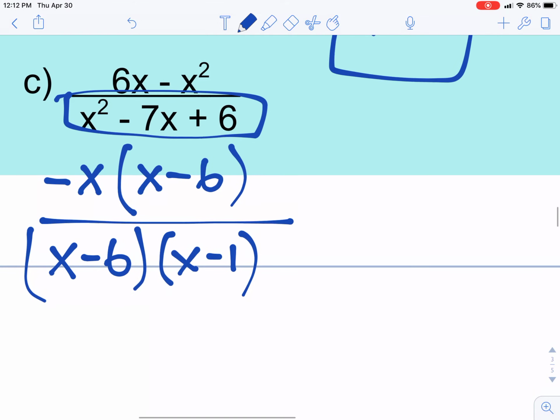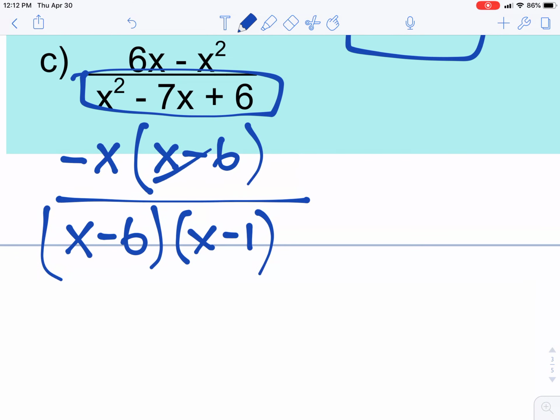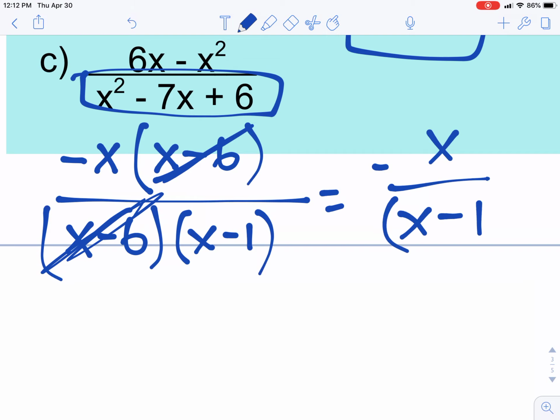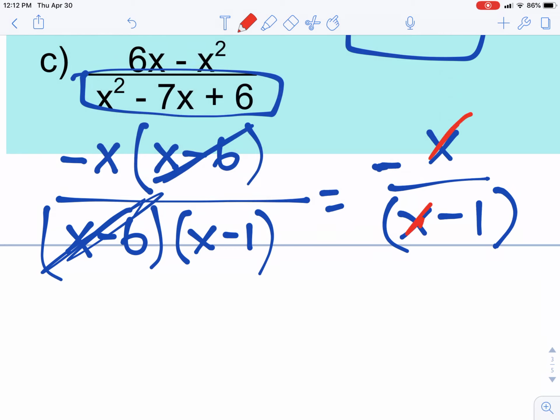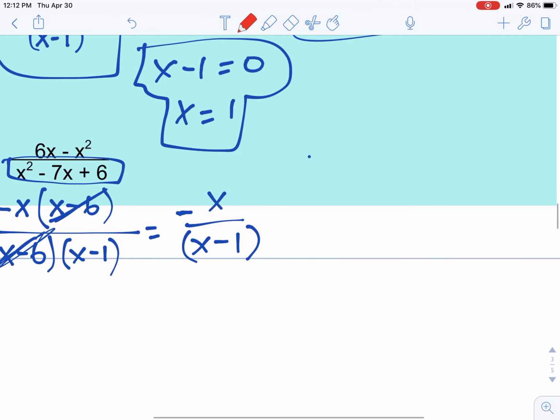All factored out. Step number 2 says cancel out common factors. We're canceling out the x minus 6's. Negative x over x minus 1. Again, I'm going to keep the parentheses around that x minus 1 to break us of that habit of saying let's cancel out those x's. We can't do that. Okay? It's either all or nothing, so the factor is x minus 1, so we either cancel it all out or we cancel nothing out.